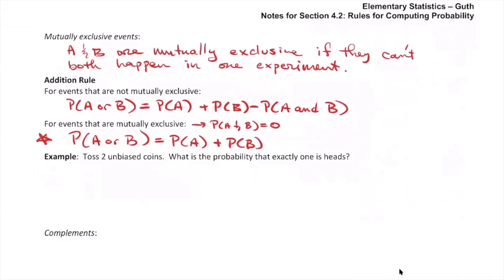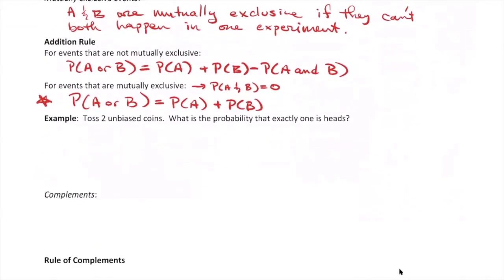Okay, so you were going to do an example of this, and hopefully this will help a little bit. This example puts a lot of different ideas together. You're tossing two unbiased coins. We want to know the probability that exactly one is heads. We'll just do H for heads, T for tails, and the coin is unbiased. So the probability of heads is 0.5, 50%. That's 50% if you like. Probability of tails is also 0.5 or 50%.